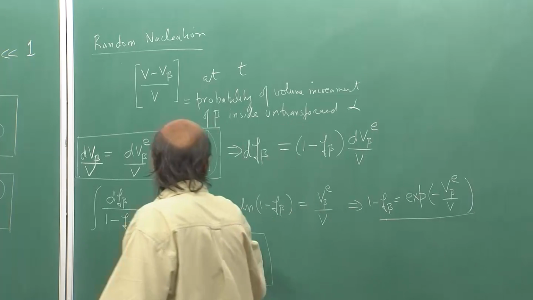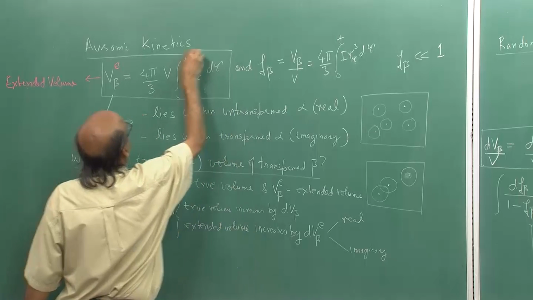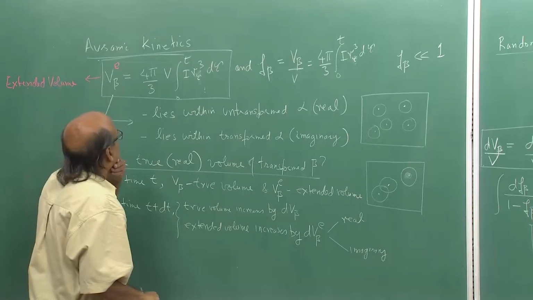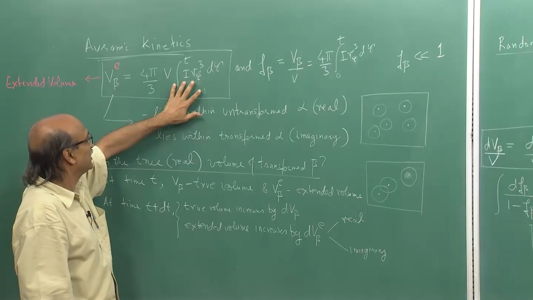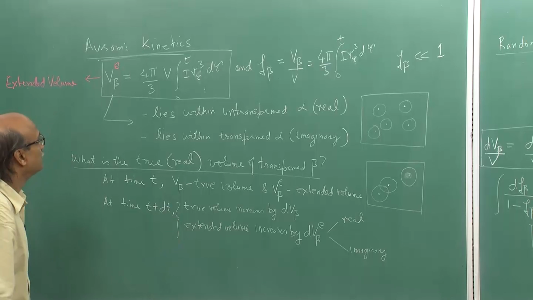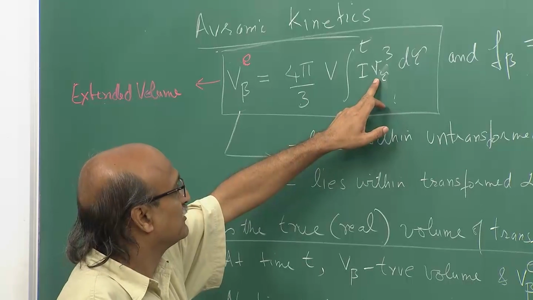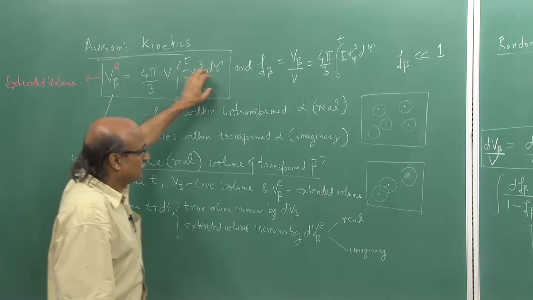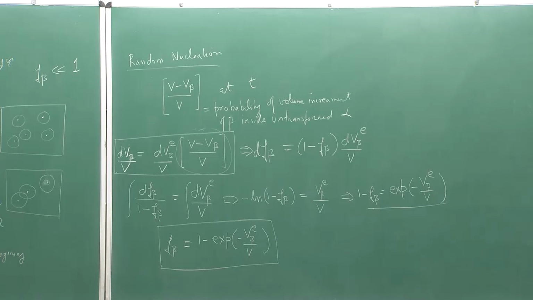And how do we know what the extended volume is? The extended volume is given by this relationship. Which means now we need to plug in the nucleation rate here, how the nucleation rate is changing, if it is changing or it is constant, how the size of the beta particles are changing, what kind of growth kinetics they are following. If we substitute in this, we would get the kinetics of phase transformation. So, let us start with a few simple cases.